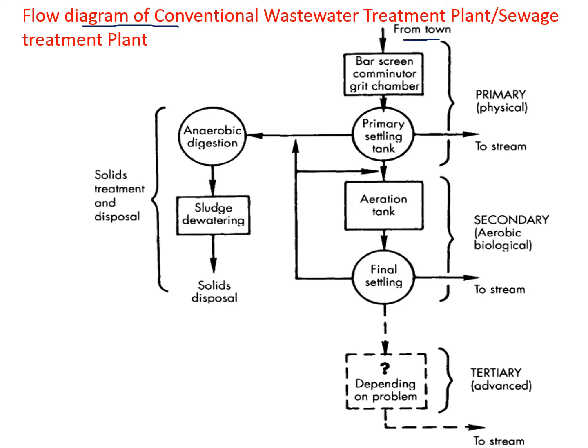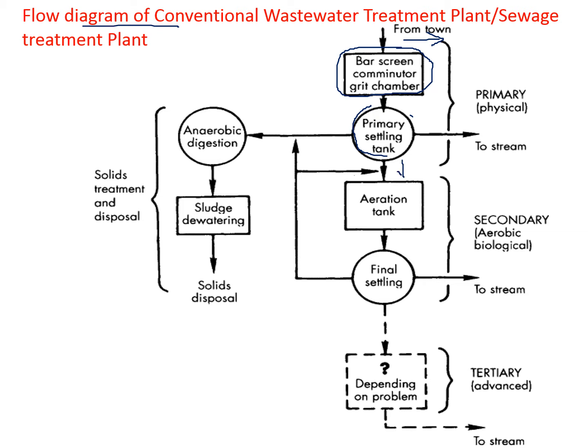Here in this figure, a typical flow diagram of a conventional wastewater treatment plant or sewage treatment plant is shown. Wastewater coming from any town first has to be supplied through the preliminary treatment, that is bar screen, comminutor, and grit chamber. All of these I have already discussed. This is the preliminary or physical treatment. Next is primary treatment, that is the primary sedimentation tank, where all the settleable suspended solids will settle down.